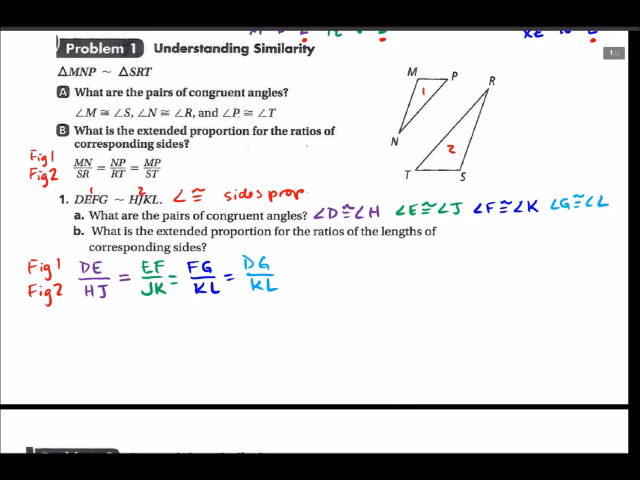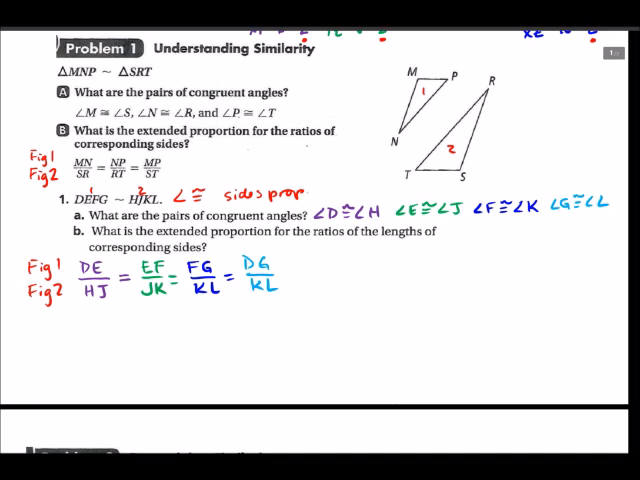We were told that figure DEFG is similar to figure HJKL. So similar tells us that corresponding angles are congruent and corresponding sides are proportional. It's a definition of congruent figures. First, we are asked what are the pairs of congruent angles. You could have drawn a picture if you like. You don't have to, because it's just position 1 to position 1. So D and H, E and J, F and K, and G and L would be our corresponding angles.